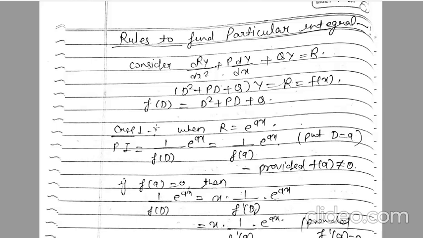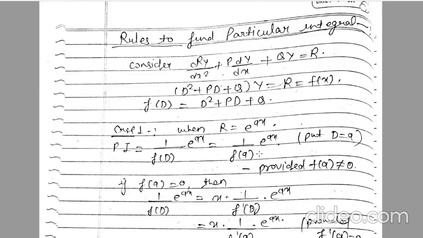Now, for the particular integral, case 1 is here. Case 1 is when R is equal to e to the power ax, that means when R, which is f(x), is equal to e to the power ax. So our particular integral is equal to 1 upon f(D) e to the power ax, which is equal to 1 upon f(a) e to the power ax. What we are doing here is just replacing D by a. If e to the power ax is on the right hand side, you will replace D by a.